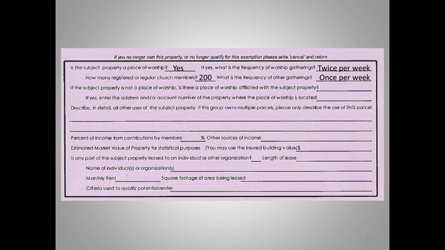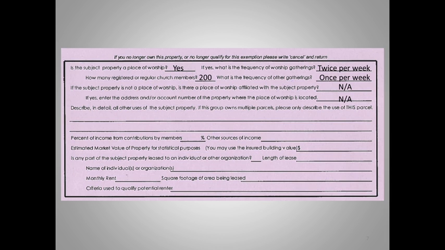They've either registered as members for this church, or if no registration process is required at this church, then we're just going to estimate about how many people show up for worship every week. So about 200 people for this church, and they meet about 3 times a week on average. The next questions are for properties that are religious in nature but not necessarily a place of worship. So we can either leave these questions blank, or we can just write NA here.